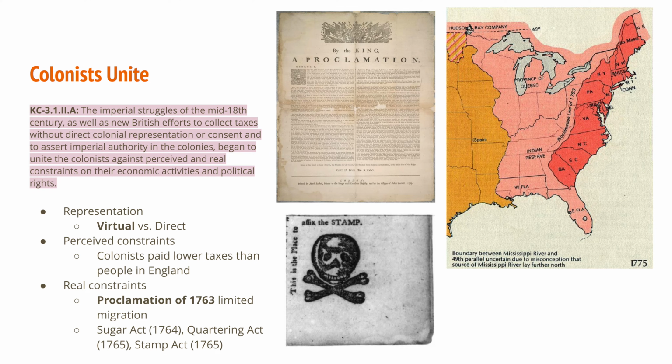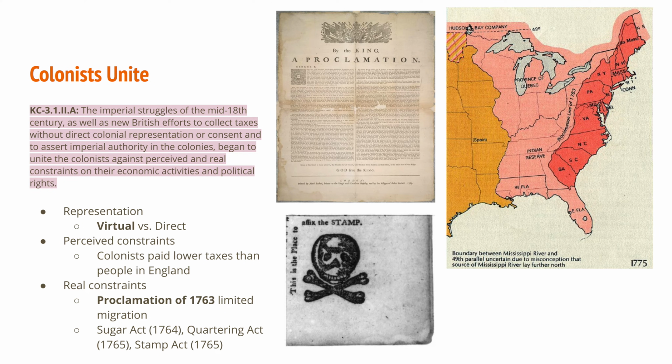In fact, the number of people that had the ability to vote in England and the rest of the British Empire was much lower than the number of people that were able to vote for colonial legislatures. So this goes along with the perceived constraints that the colonists felt they had placed on them. They actually were paying lower taxes than people in England were, and they actually had greater opportunities in the colonies to get land and to have their voices represented. But nevertheless, they wanted that direct representation.